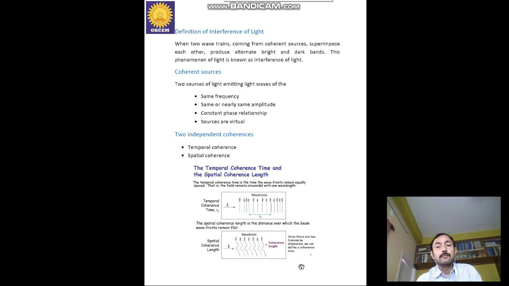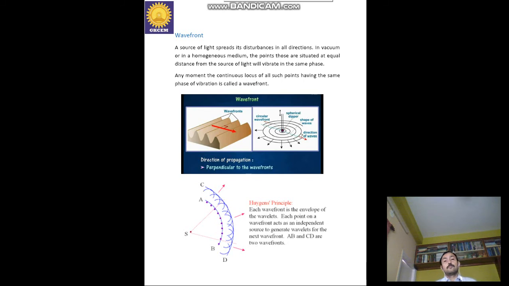Now we will discuss the next part, wavefront. A source of light spreads its disturbance in all directions in vacuum or in a homogeneous medium. The points that are situated at equal distance from the source of light will vibrate in the same phase. At any moment, the continuous locus of each such point having the same phase of vibration is called a wavefront.